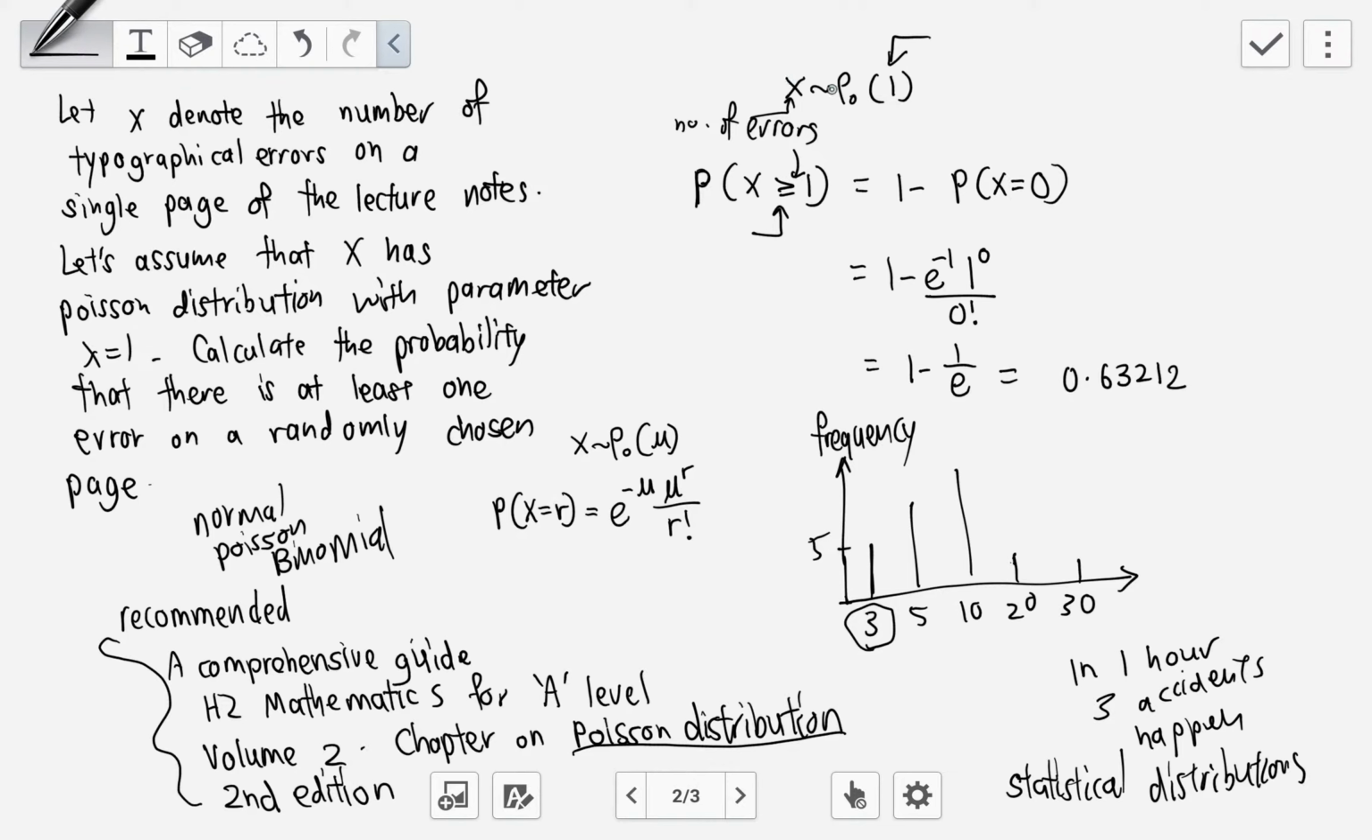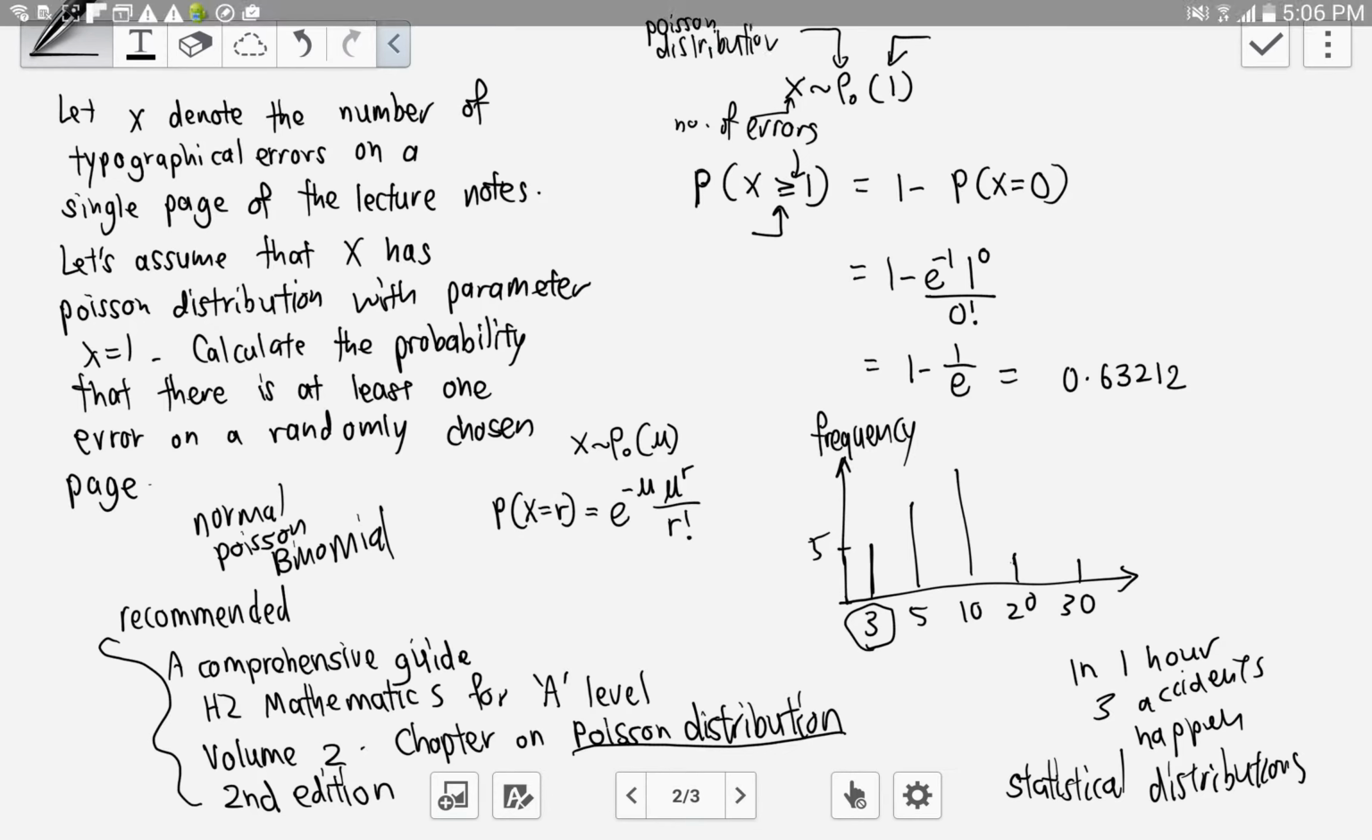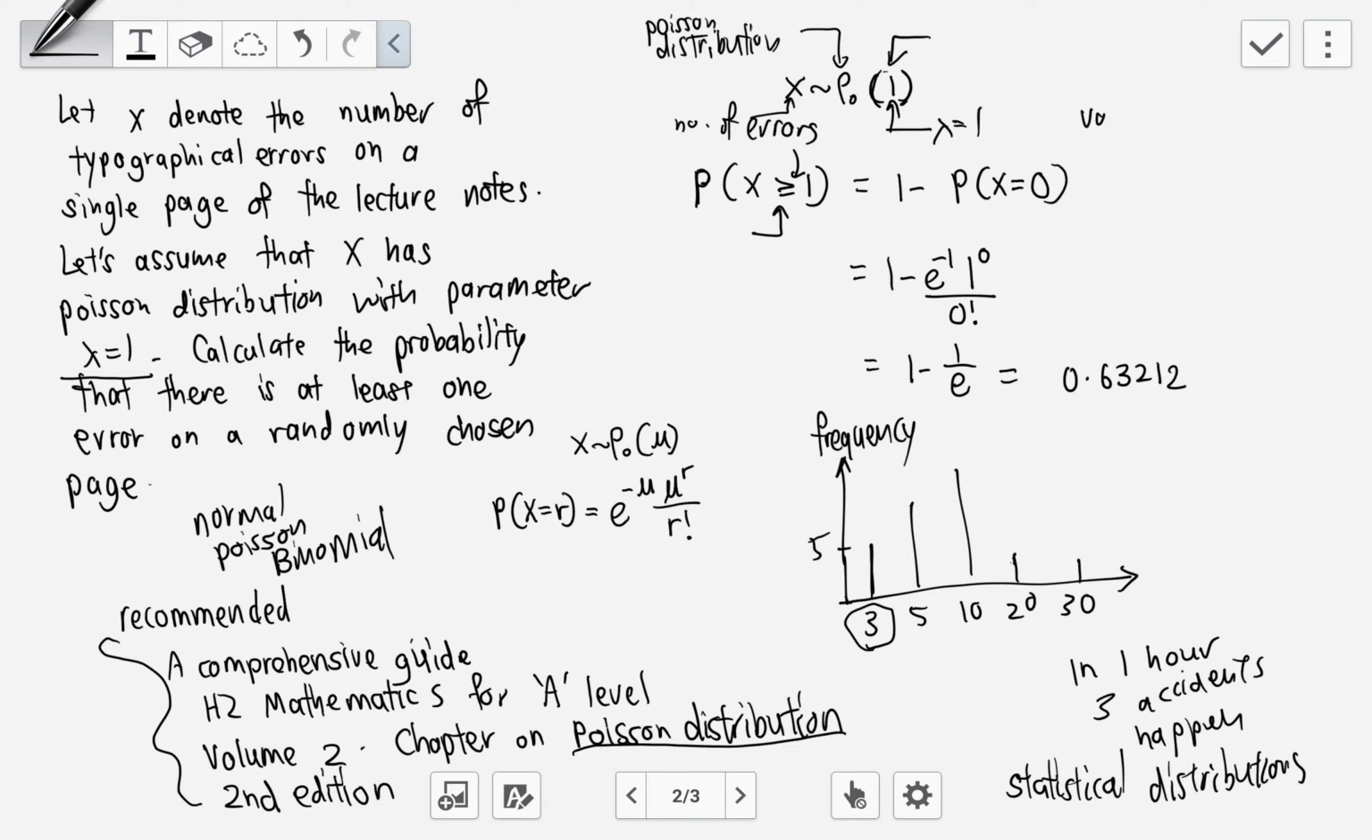Right, so the number of errors follows a Poisson distribution. This is the symbol for Poisson distribution, and this number inside the bracket is lambda equals 1. Sometimes they call it the mean or the variance of the distribution. For the Poisson distribution, the variance of X is equal to mu, or the expectation of X. That is just for the Poisson distribution only.